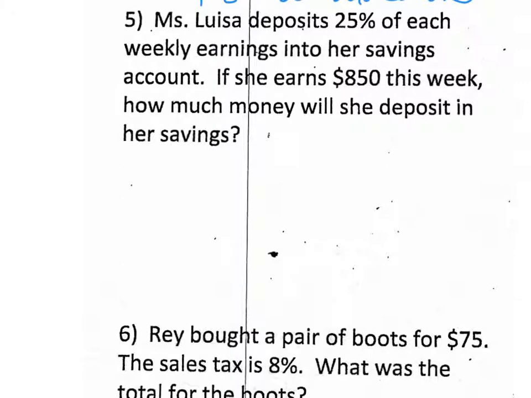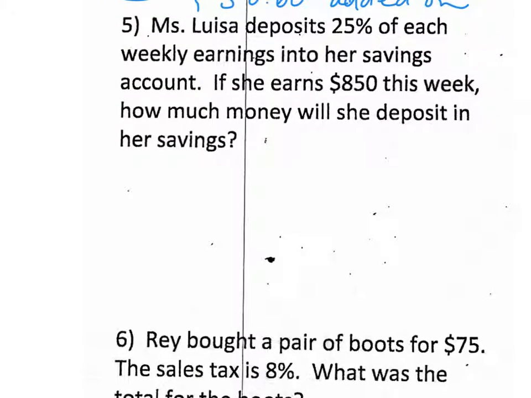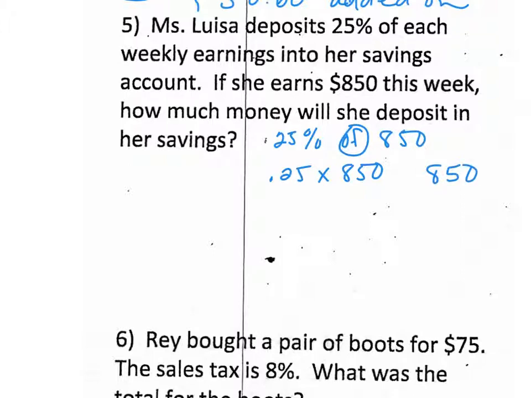All right, Miss Louisa deposits 25% of her weekly earnings into her savings account. If she earns $850 this week, how much money will she deposit in her savings? So what we're looking for is 25% of 850. So 25% is equal to 0.25 times 850. So they don't both end in zeros, so I can't drop that 0. I need to keep it. I just need to do the math. And so we'll have 0.25.